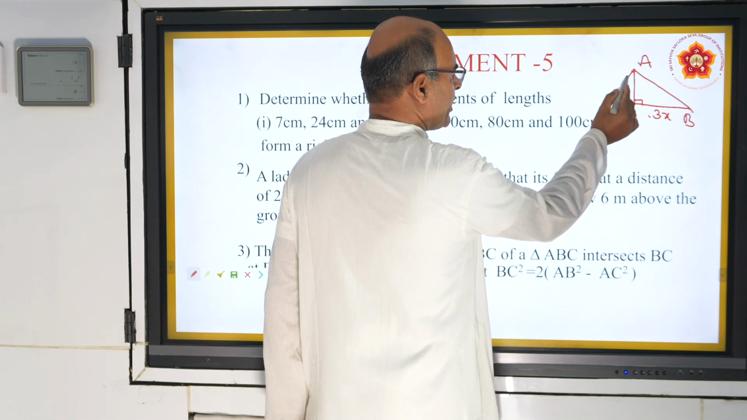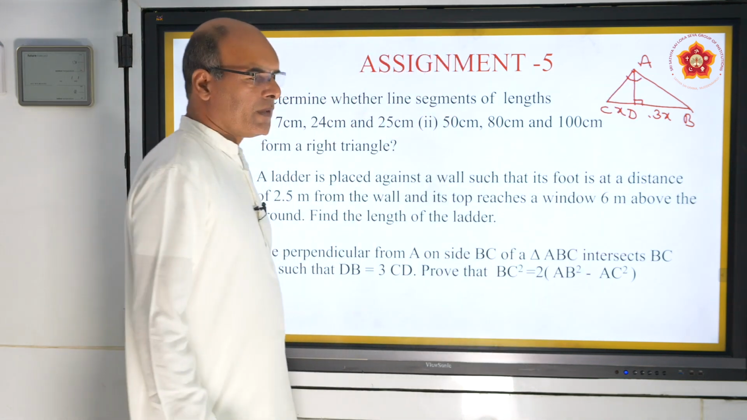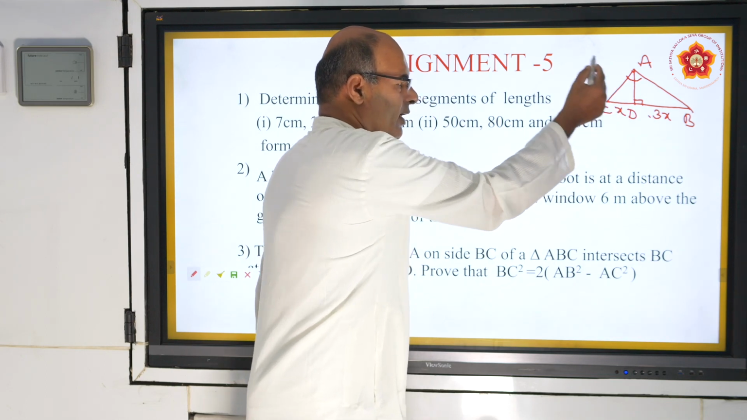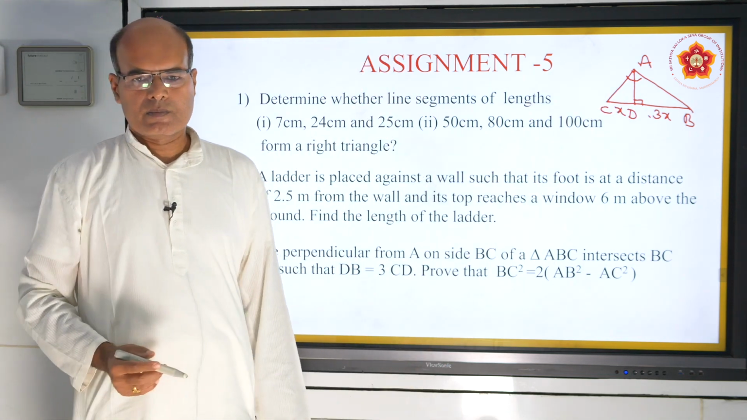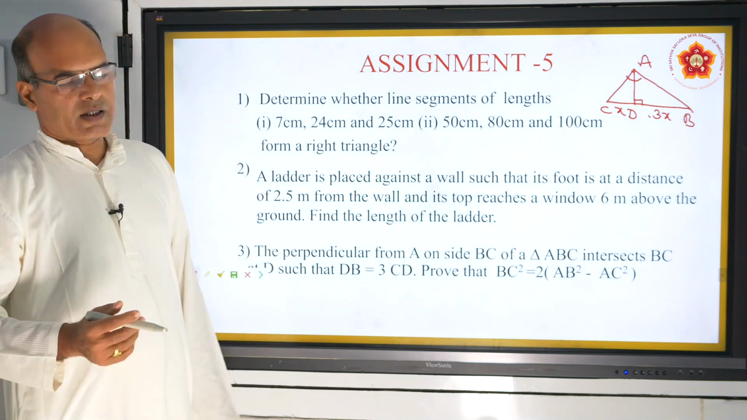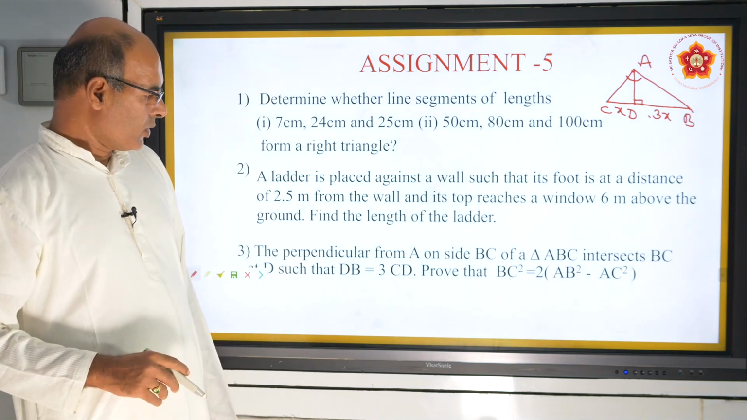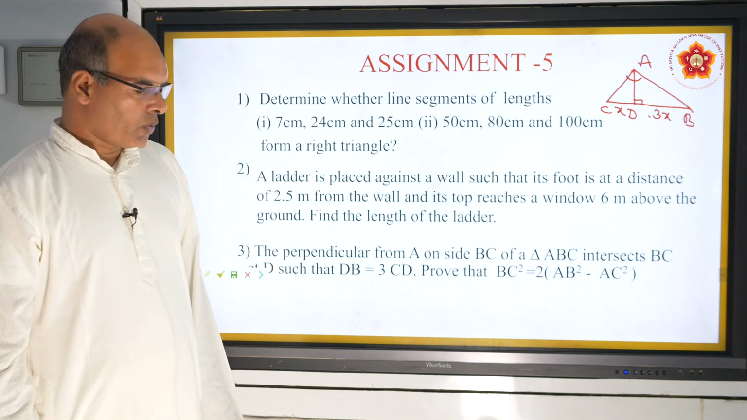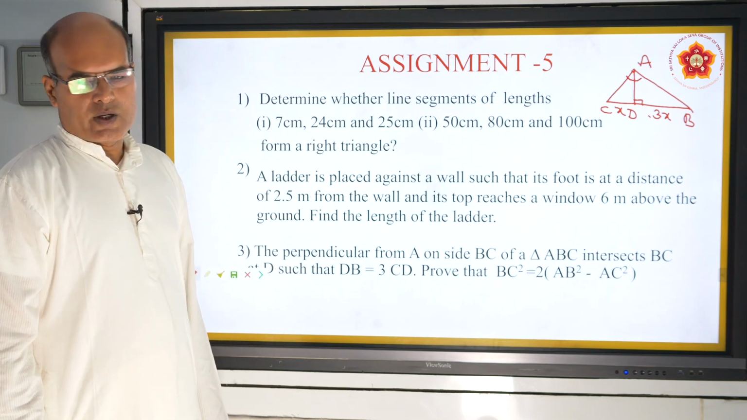So ABC may not be a right angle triangle, but we have 2 right angle triangles. One is triangle ADC and another one is triangle ADB. They are right angle triangles. So apply the Pythagoras theorem and prove that BC square is equal to 2 times AB square minus AC square.